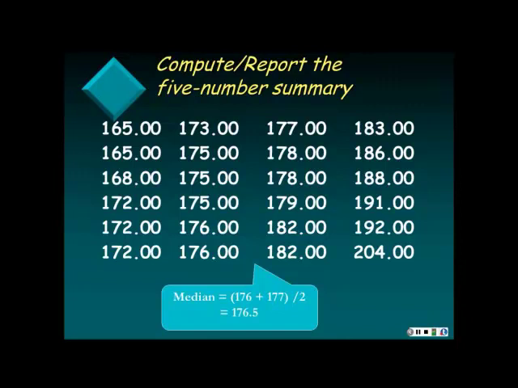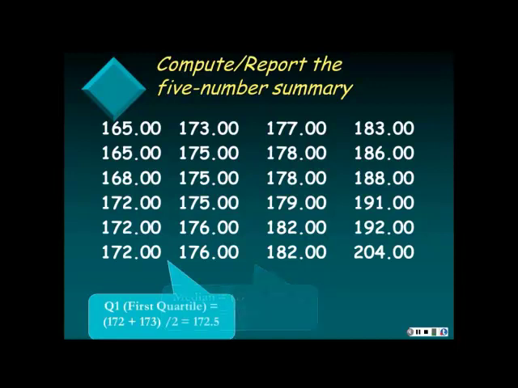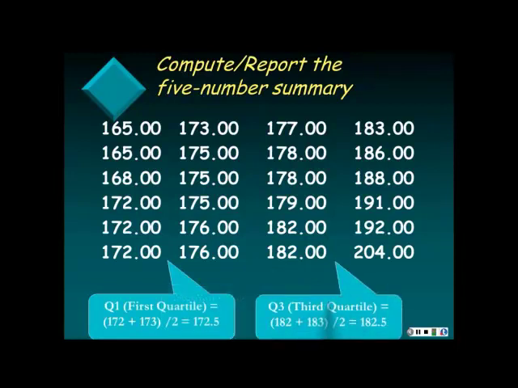We'll do similar things for Q1 and Q3. So at 172 and 173 have 1/4 below, 3/4 above. So we'll just take that 172 and 173, split the difference to get 172.5. And similarly for the third quartile, we'll come over and get the bottom number in that third column, 182, and the top number in the fourth, 183, and just split the difference and get 182.5.